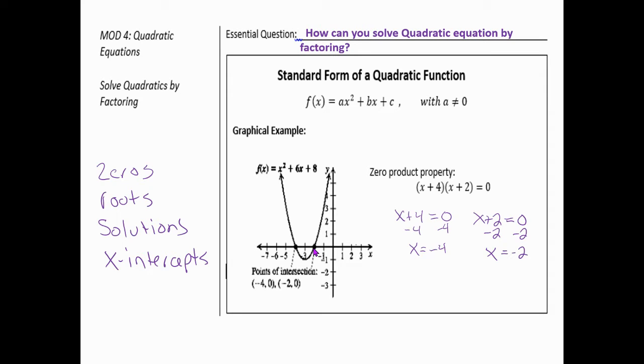And basically we're trying to find where the x would be on the x-axis and the y would be 0. That's why we set it equal to 0, because on the y-axis, we don't go up or down. We stay right there on the x.